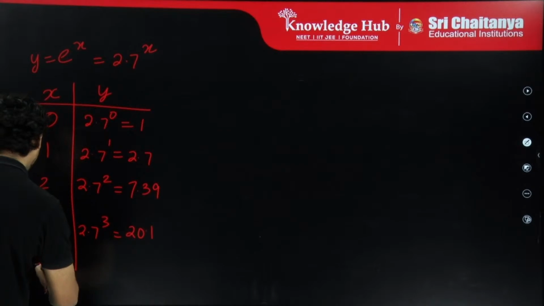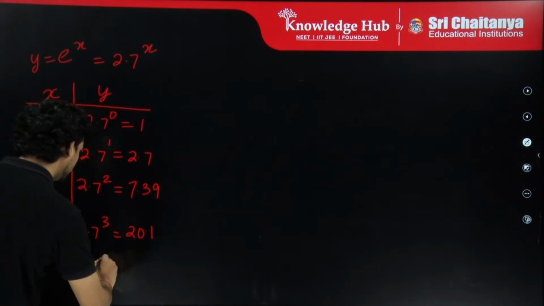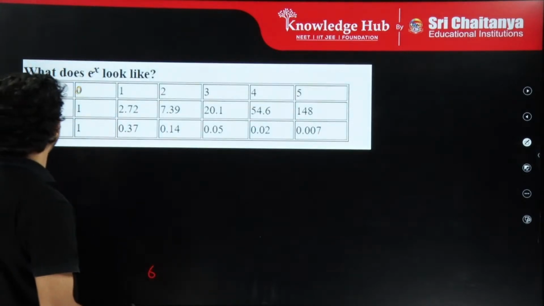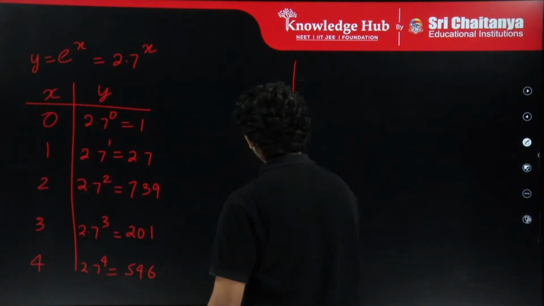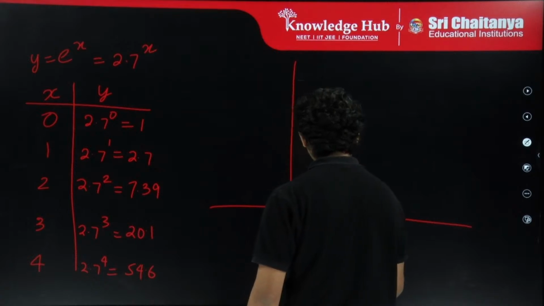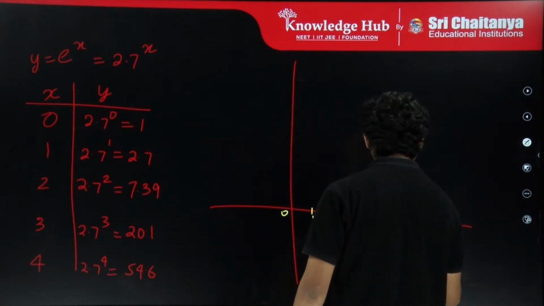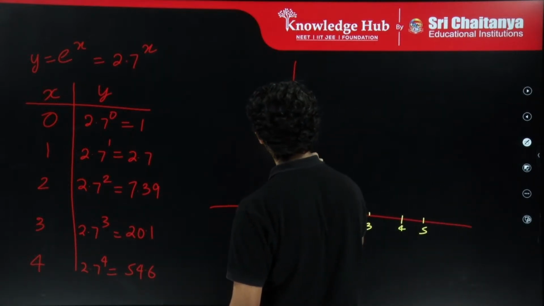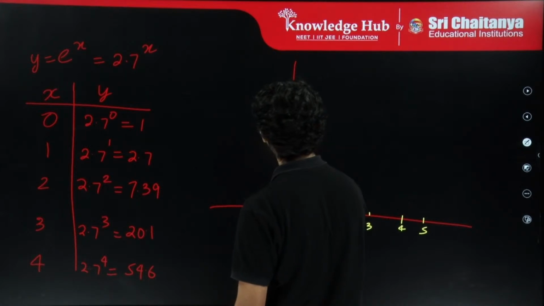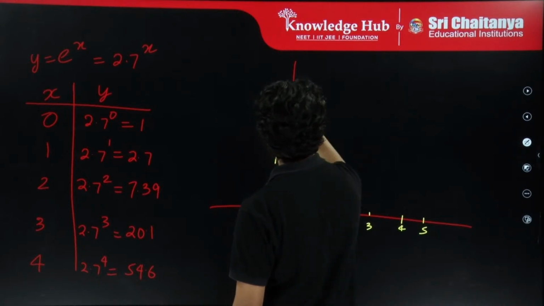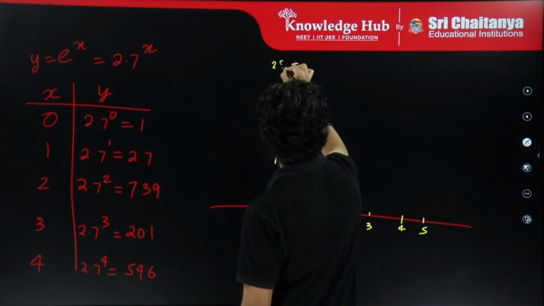If I put x equals 4, what do I get? 2.7 raised to 4, and that value is equal to 54.6. Right? So what I am trying to say here is, if I try to draw the graph, here I have 0, 1, 2, 3, 4, 5, and so on. Here let's say I have some 5, so let's try to make the graph 5, 10, 15, 20, 25.